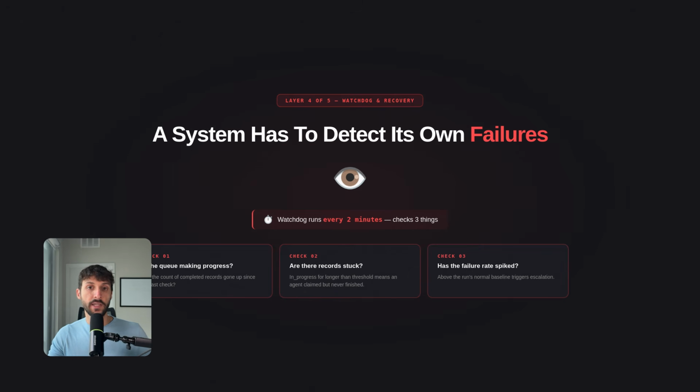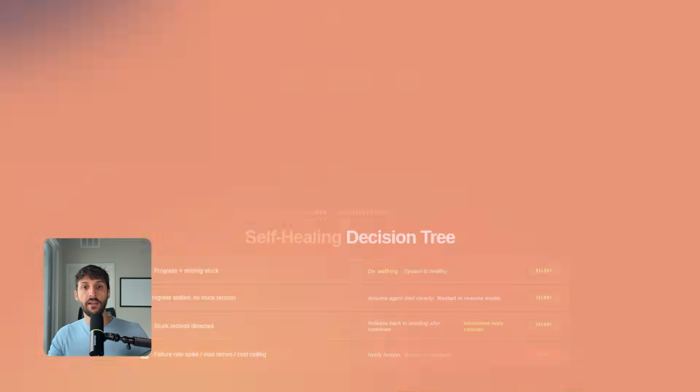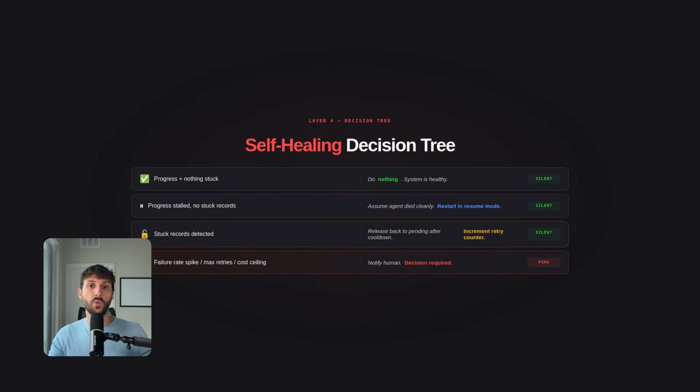Third, has the failure rate spiked above the run's normal baseline? If progress is being made and nothing is stuck, the Watchdog does nothing. Silent, no notification, no log spam, the system is healthy. If progress is stalled but there are no stuck records, the Watchdog assumes the agent process has died cleanly and restarts in resume mode. The agent picks up the queue and keeps going, no notification, the system fixed itself.